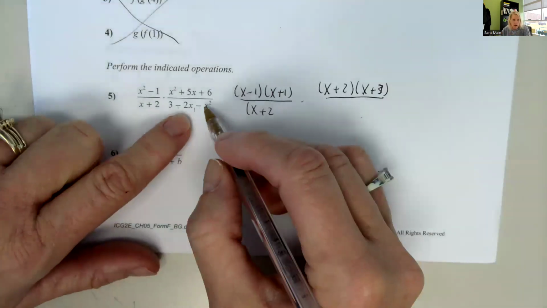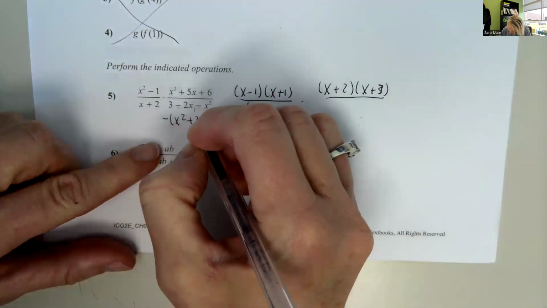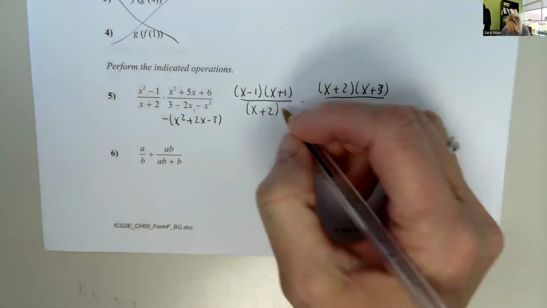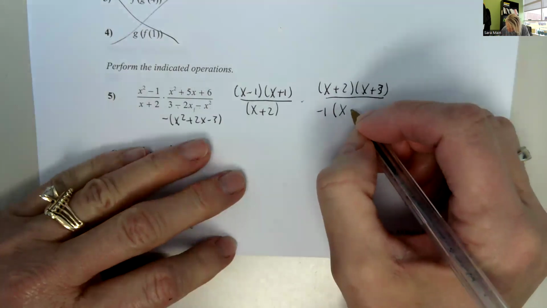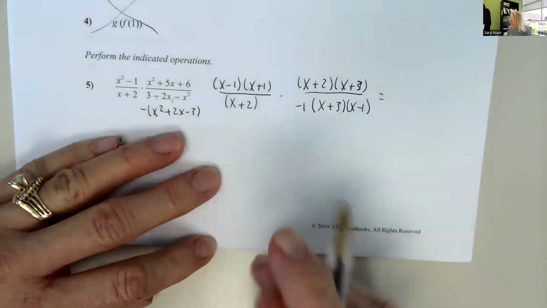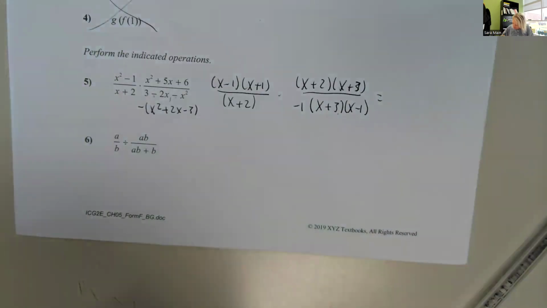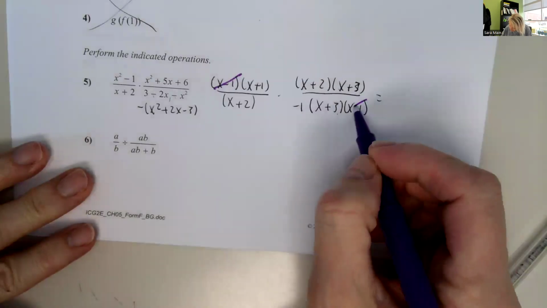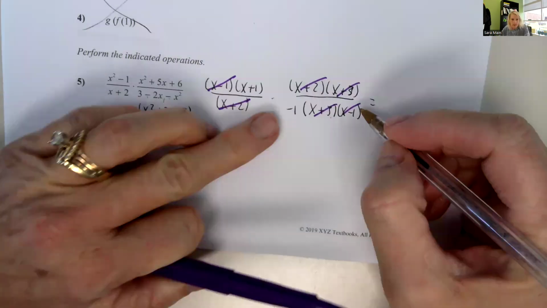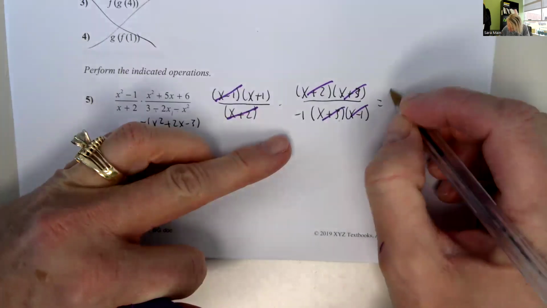And then this one, to switch it around, I'm going to factor out a negative. So this is x squared plus 2x minus 3. So this would be a negative 1, and then we'll have an x plus 3 and an x minus 1. And then the x minus 1 will cancel, x plus 3 will cancel, x plus 2 will cancel. And it looks like I just have this negative 1 here. So negative 1 times x plus 1.